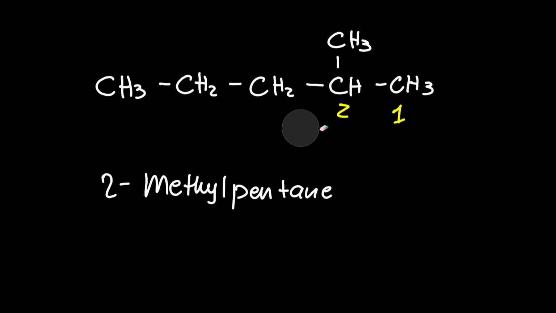If you're going to count it left to right, it would be 4-methylpentane, which is wrong because once again, you would need the substituent to be on the lowest number possible. What would be the structure of this?